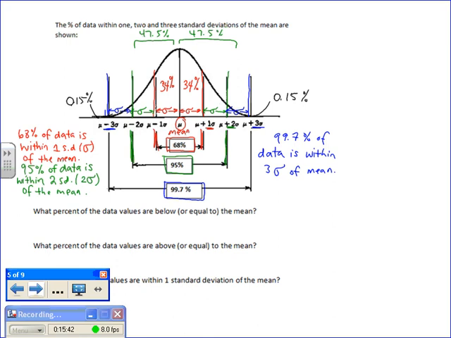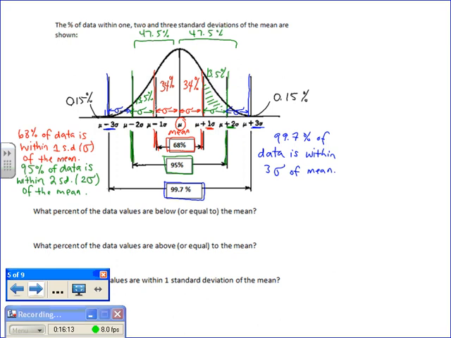So 13.5 represents this little area here, and 13.5 represents this little area over here. 13.5%. We're just breaking it down. If we go outside to 3 standard deviations, the difference between 95% and 99.7% is 4.7%. So each of these blue regions here is just half of that.